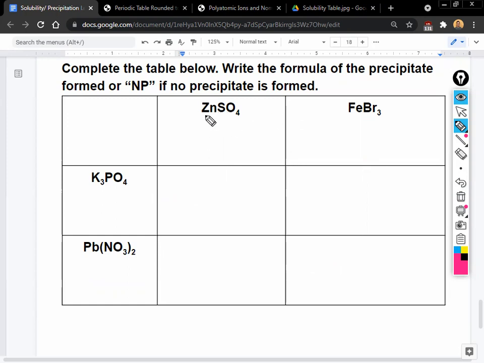So for this one right here, I'll do the first one for you, and I'll have you guys try the other ones. The cation is going to be Zn 2+, and the anion is going to be SO4 2-. So you need to go through every single one of these molecules and figure out what they break down into. What is the cation and what is the anion?